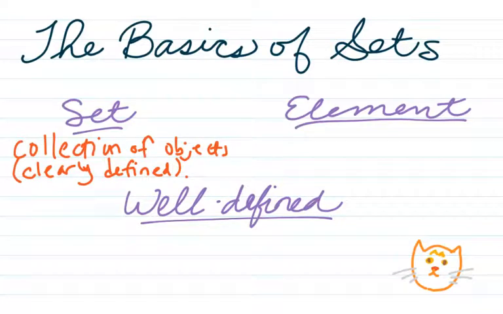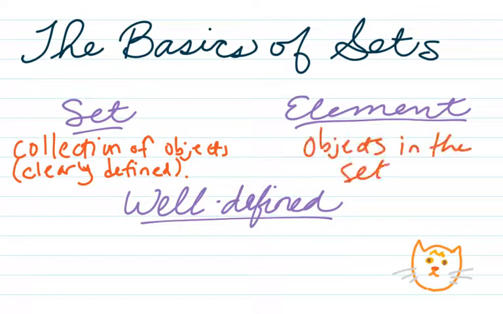Element or members. An element or a member is the objects that are actually in the set. So, if I were to say the set of Anna's cats, my cats, that would be Sandy, Stabler, and Stashy. Stashy would be an element of the set, Sandy would be an element of the set, and Stabler would be an element of the set.